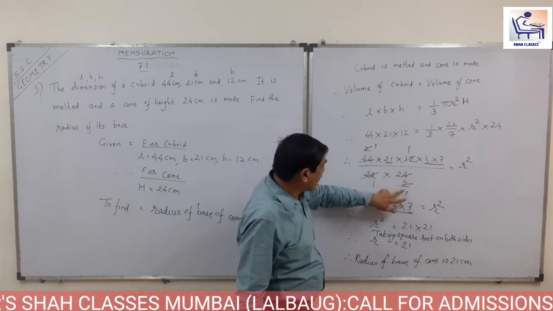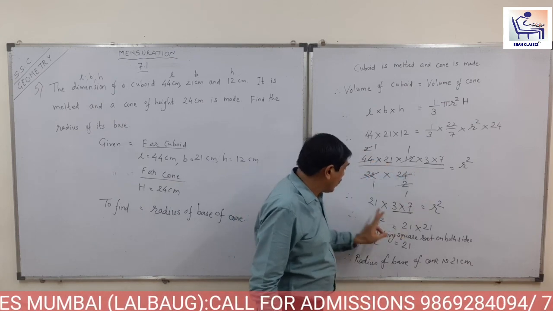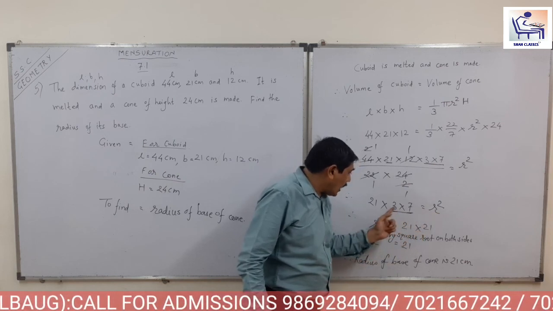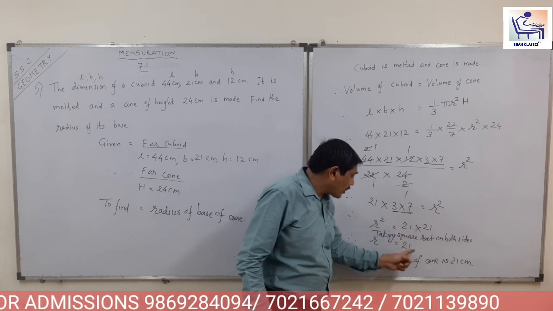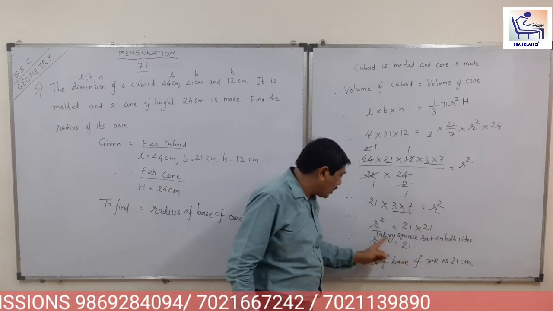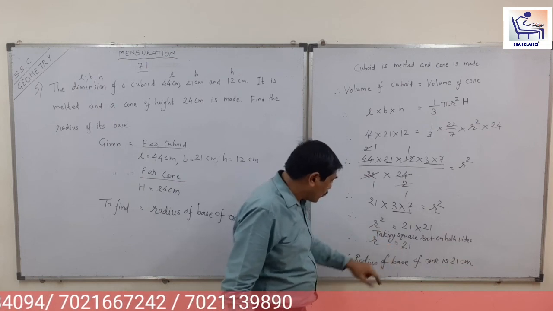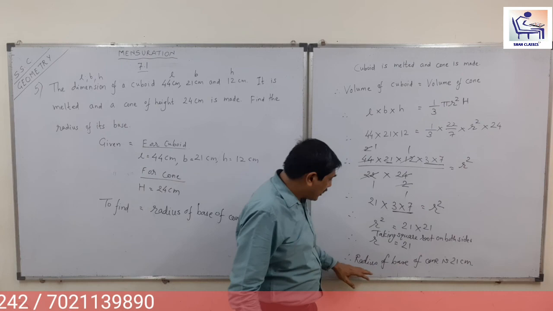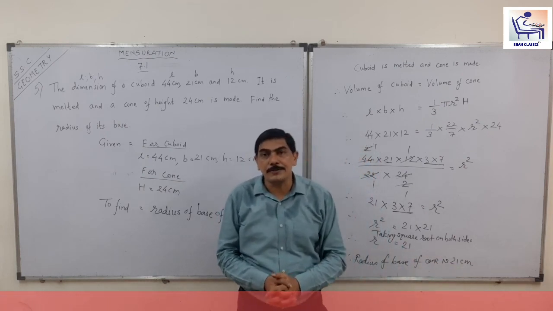And this 2 is cancelled with this 2. So what remains? 21, 3, 7. I have written here. Here I want to find out the square root. So I have written purposely 3 7s are 21. So 21 into 21 का square root क्या होगा? 21. Taking square root on both the sides, we got the radius of cone as 21 centimeter. So final answer is radius of base of cone is 21 centimeter.